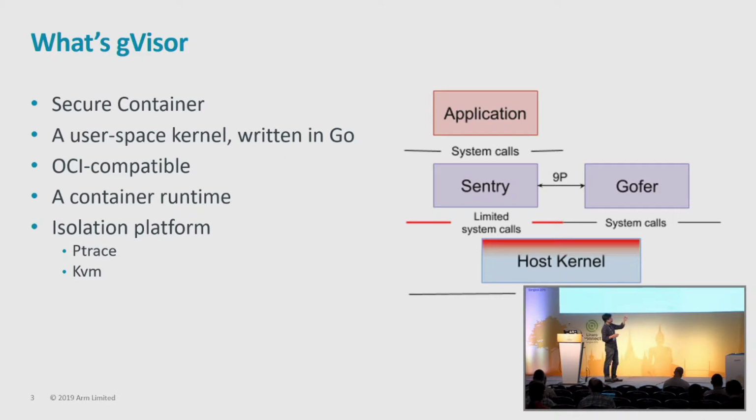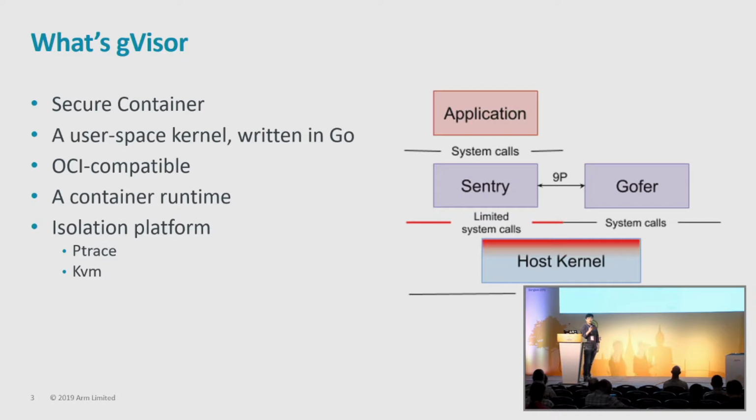We can see the Sentry module inside the middle of gVisor. We should remember it. The Sentry module is the key feature of gVisor. This feature provides 2 functions. One is the user space kernel, and another is the isolation platform. For now, there are 2 isolation platforms in gVisor. One is the ptrace platform, and another is the KVM platform.